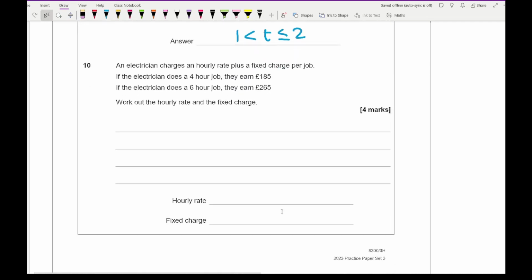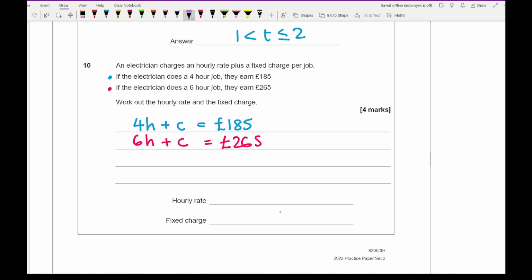Then it says for question 10, an electrician charges an hourly rate plus a fixed charge per job. If an electrician does a 4-hour job, they earn £185, and if an electrician does a 6-hour job, they earn £265. Work out the hourly rate and fixed charge. So this is simultaneous equations. Looking at this first situation, they've worked 4H plus the call out charge, which I'm just going to call C, and they earn £185. Then for this second statement, they've done 6 hours and a standing charge, and they've earned 265.